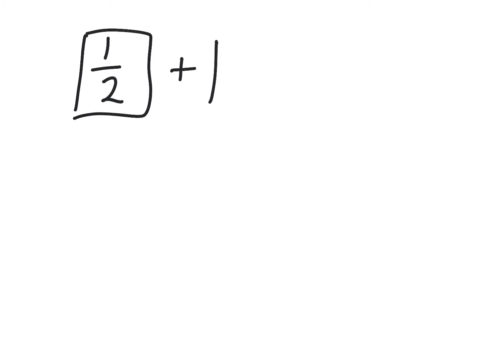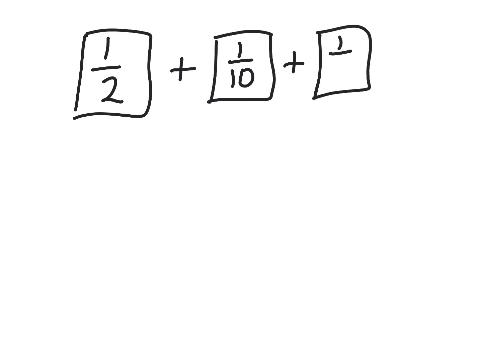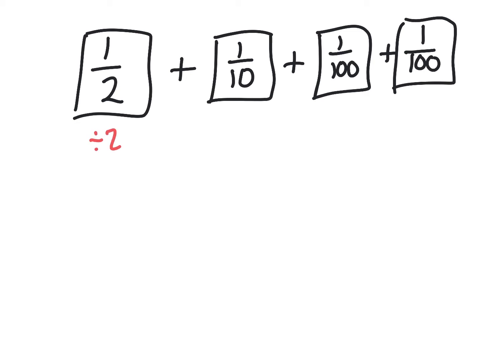Recap that. So I'm going to give you some numbers. You're going to halve that number, and you're going to add it to a tenth of that number. And you're going to add a hundredth of that number, and another hundredth of that number. Okay? So to get to these numbers, you're going to divide by 2, obviously, to halve it. You're going to divide by 10 to find the tenth. You're going to divide by 100 to find the hundredth. And divide by 100, obviously, again, to find that one.